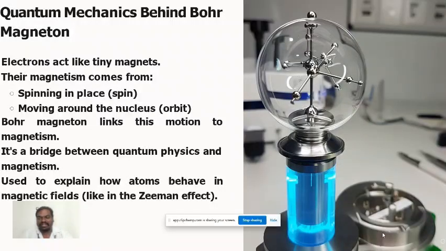the Zeeman effect. Electrons behave like tiny magnets due to two types of motion: orbital motion around the nucleus and spin motion on their own axis. Both contribute to a property called the magnetic moment, which is basically a measure of how strong a tiny magnet is. But how do we quantify this?